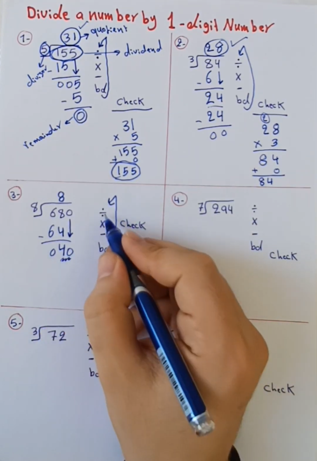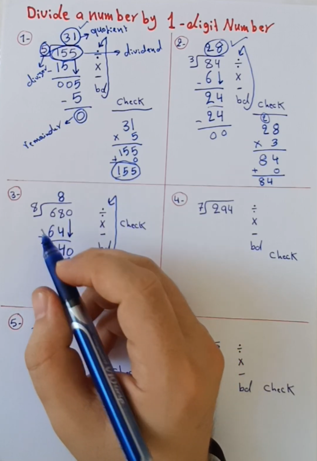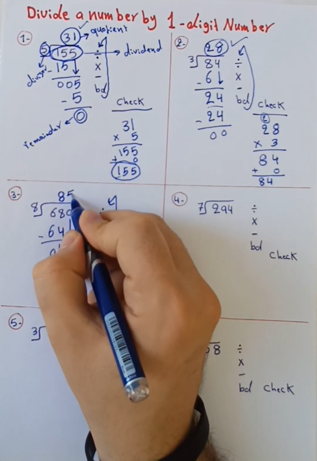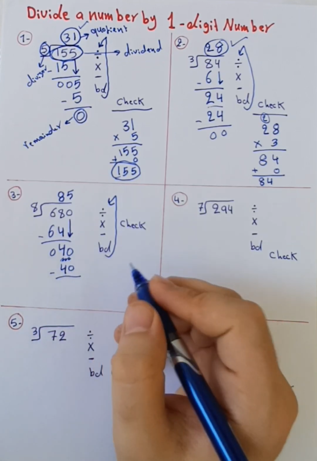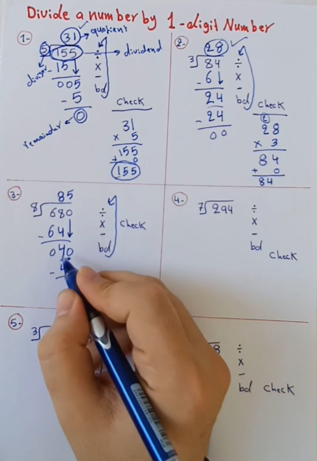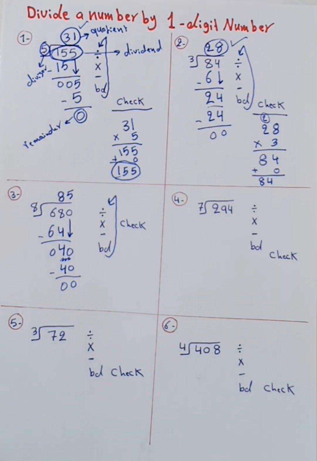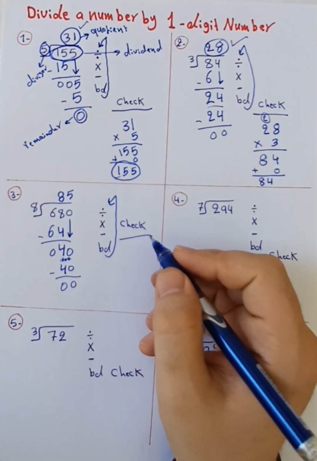We have divide and 40. 40 divided by 8 is 5. 5 times 8 equal to 40, and then you have to subtract. 0 minus 0 is 0. 4 minus 4 is 0. And then we have a check step. In check step we have to multiply divisor by the quotient.